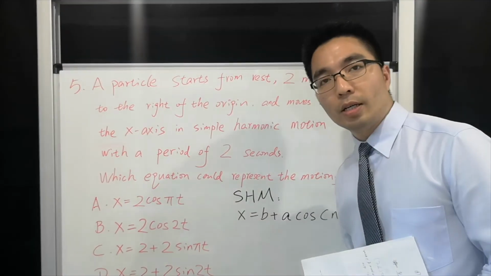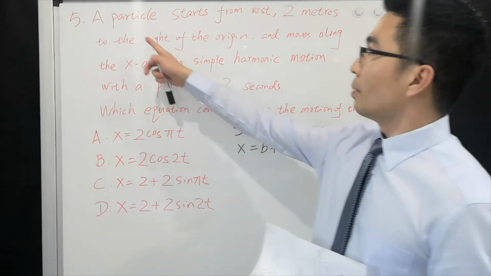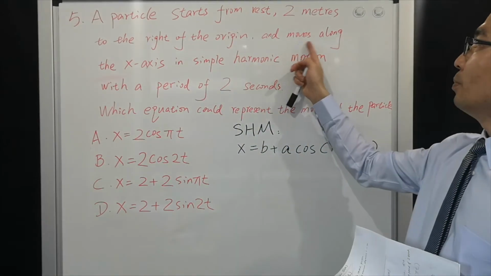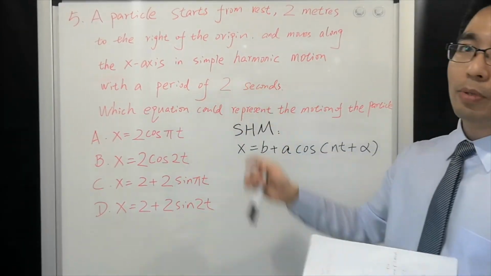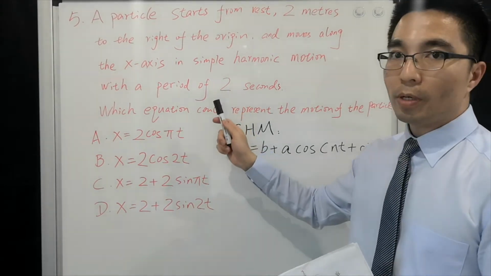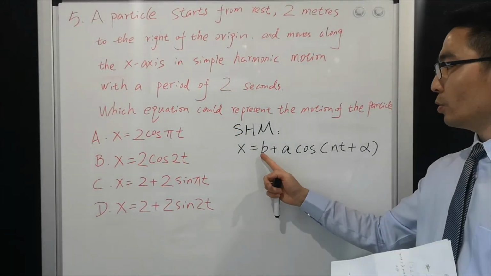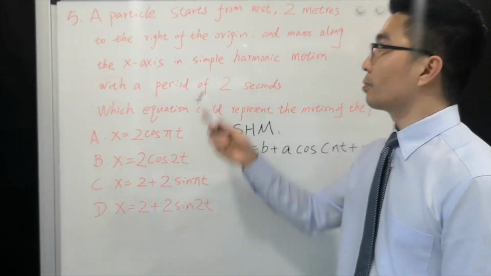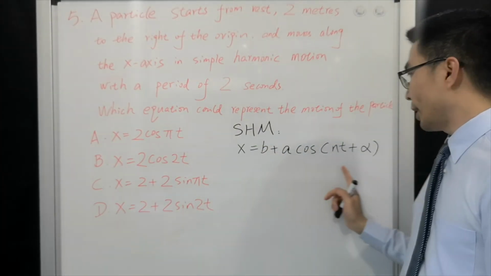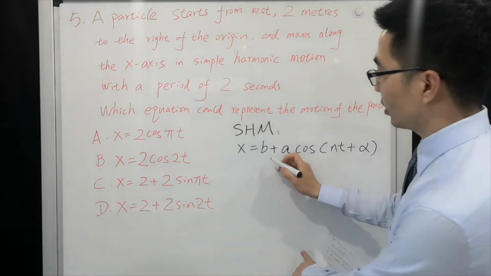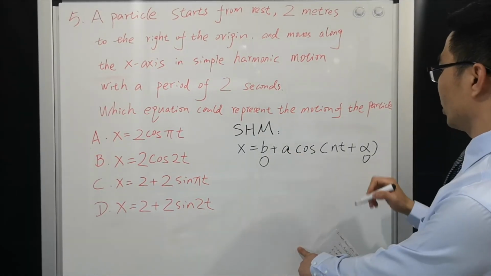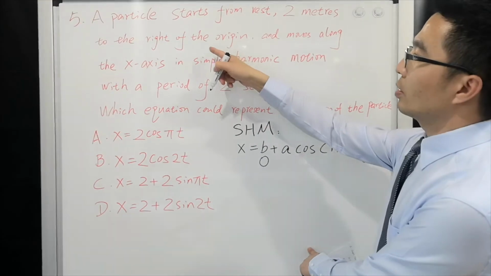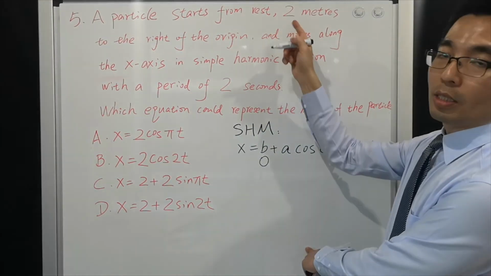Okay, let's go to question 5. A particle starts from rest, 2 meters to the right of the origin, and moves along the x-axis in simple harmonic motion. For simple harmonic motion, we have this equation: x equals b plus a cos(nt plus alpha). Because this particle starts from rest, b and alpha are both 0. This a represents the amplitude of the particle. So we have 2 meters to the right of the origin, and this 2 meters is the amplitude of the particle.